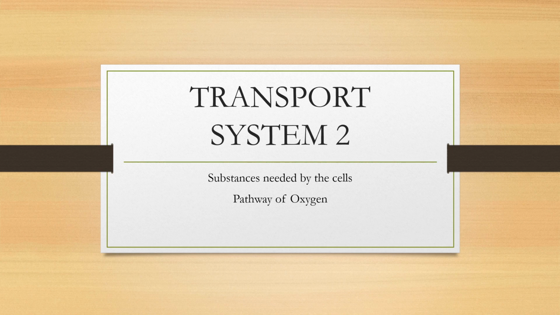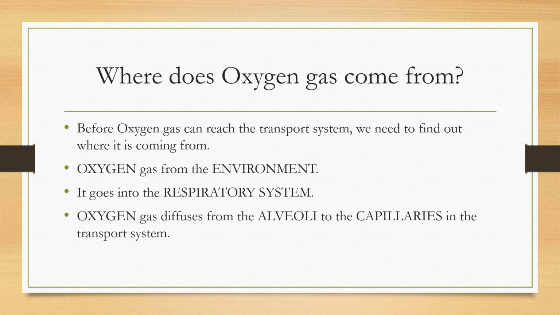Our topic this time is Transport System 2, substances needed by the cells, and we will focus on the pathway of oxygen. The question that most students will ask is, where does oxygen gas come from before it reaches the transport system in the red blood cell?